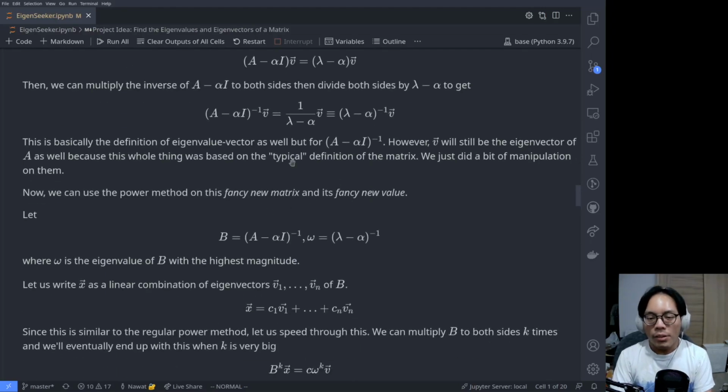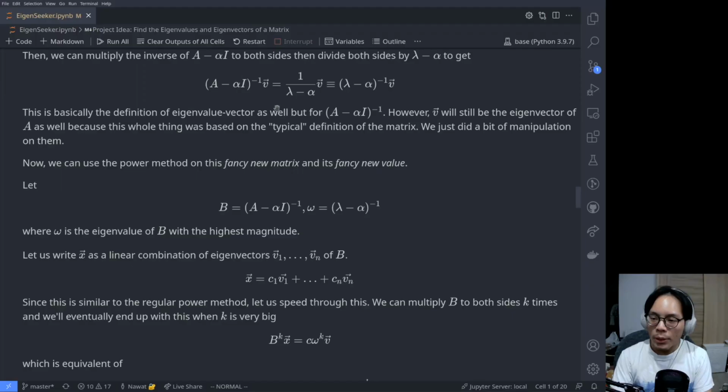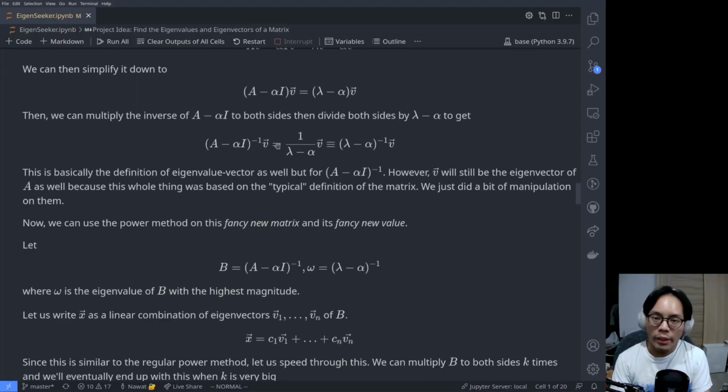Now, this is basically the definition of the eigenpair, but instead of A, it's for this matrix instead. Because we started this whole thing with vector v, which is the eigenvector of A, it means that even after all of these manipulations, vector v is still going to be the eigenvector of A.